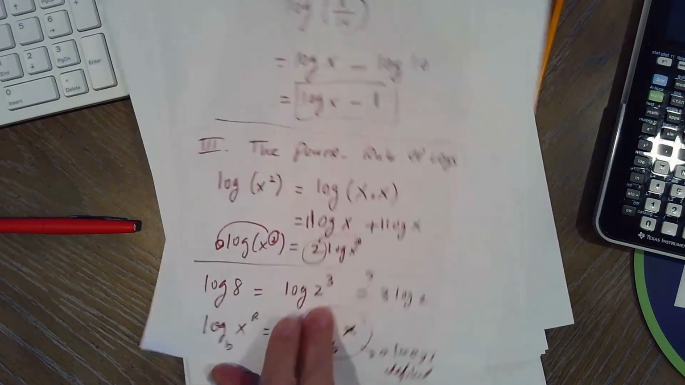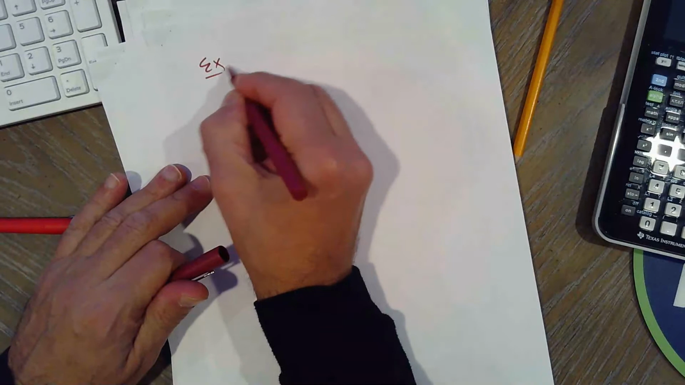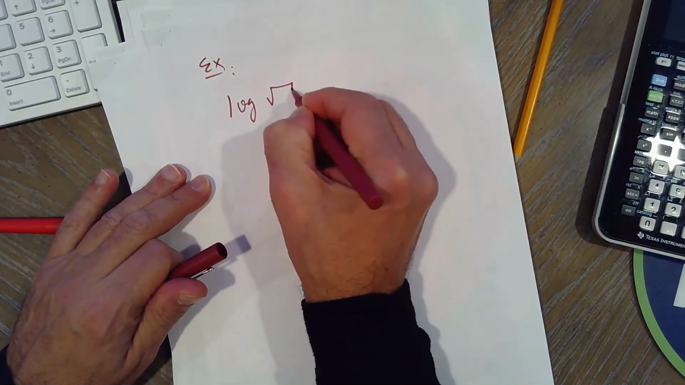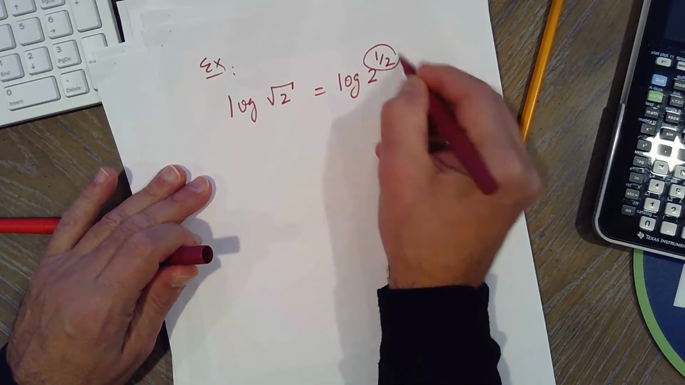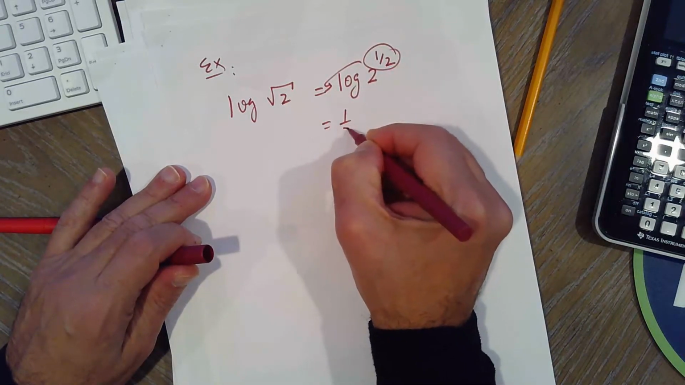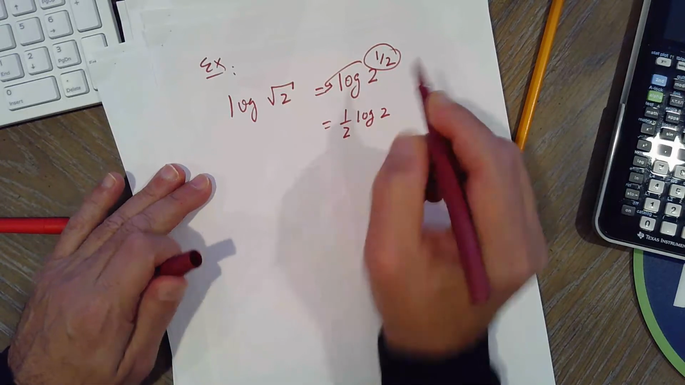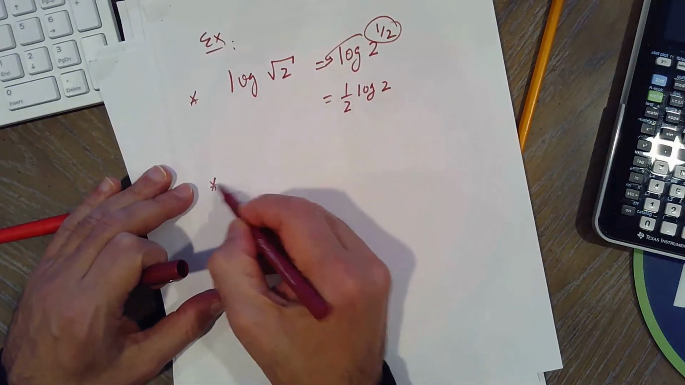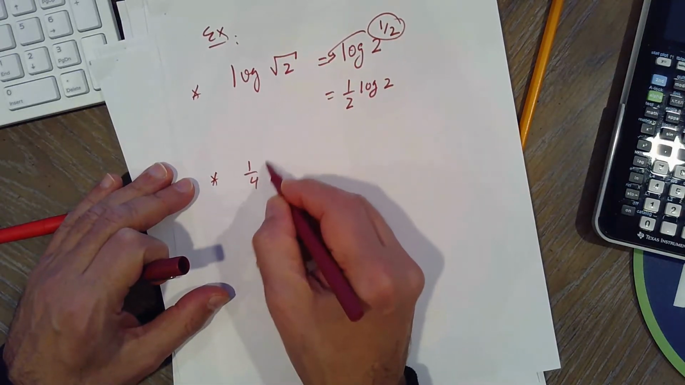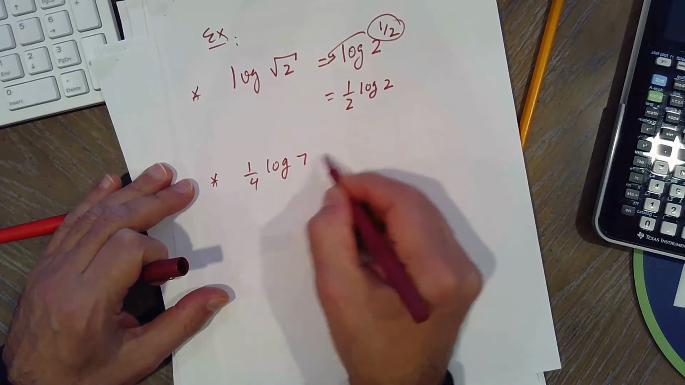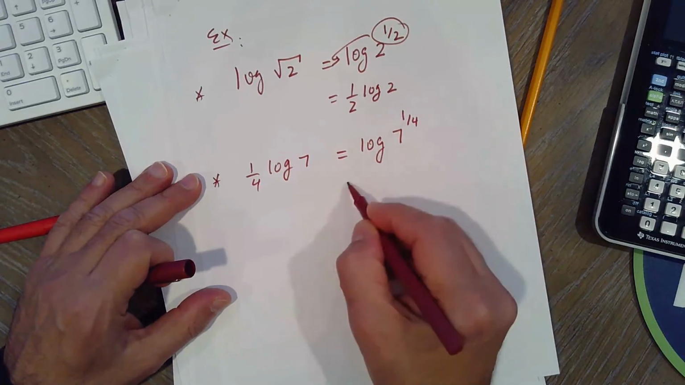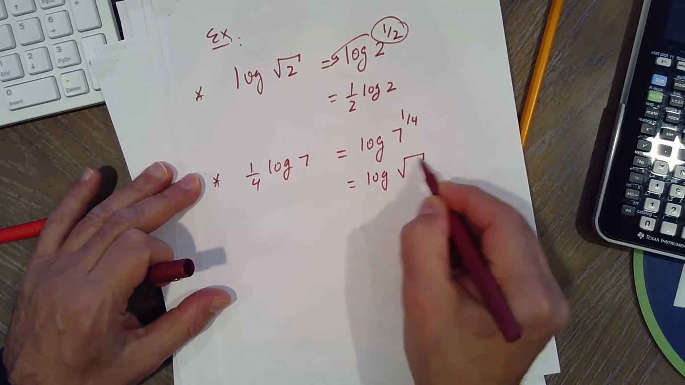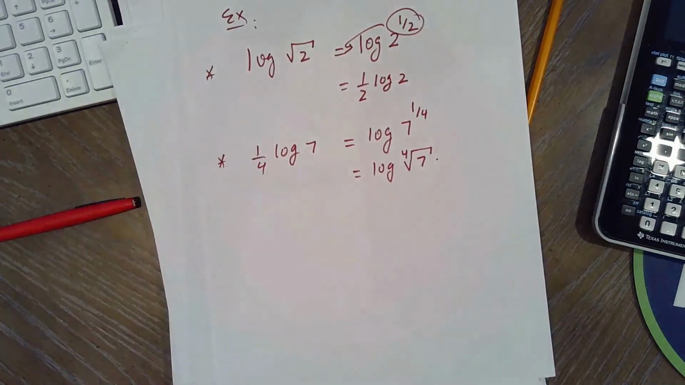Okay. So we can expand, say, log of square root of 2, which we can write as 2 to the 1/2, which is the same thing as 1/2 log of 2. Or we can go backwards, like if you have 1/4 log of 7, we can write this as log of 7 to the 1/4, which is log of the 4th root of 7. Back and forth, okay?